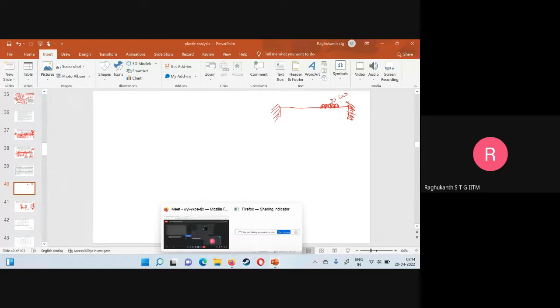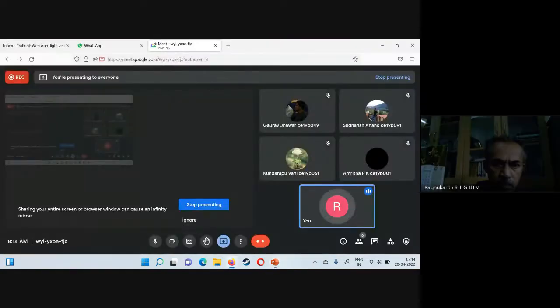So for fixed beams, how many reactions are there? You have done this in your analysis course, no? Quickly tell me, for a fixed beam, what is the indeterminacy? See, how many reactions are there? At a fixed support, how many unknowns will be there?